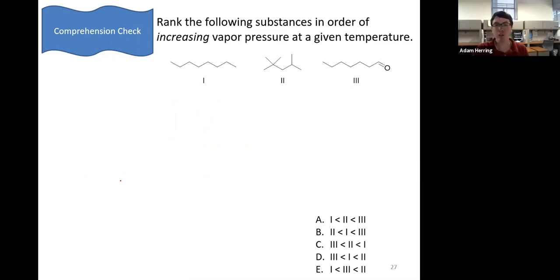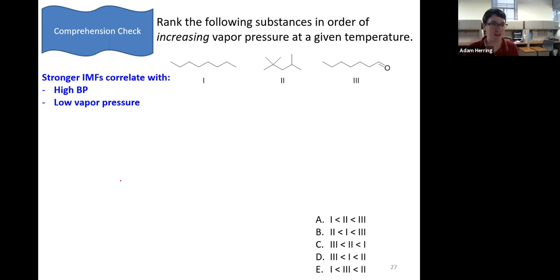Welcome back. So we know that stronger intermolecular forces will lead to high boiling points and low vapor pressures. The reason for this is because if a substance has high intermolecular forces, it's attracted to itself. When we're talking about vapor pressure, that's the pressure of the gas when a substance is evaporating and goes from liquid to gas. So if there are high intermolecular forces, there will be a low tendency for a substance to break the intermolecular interactions and to convert to a gas.